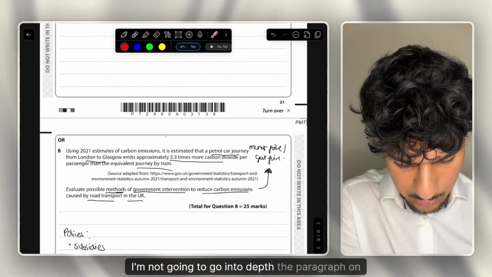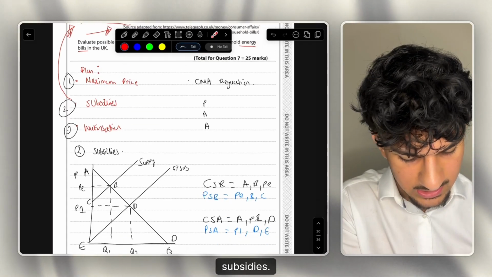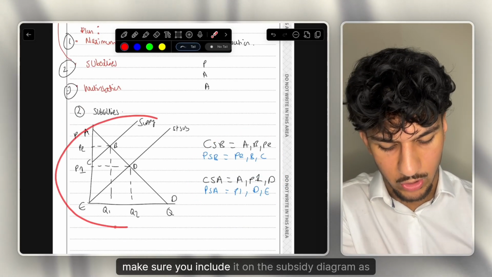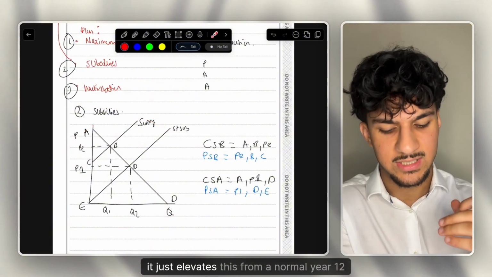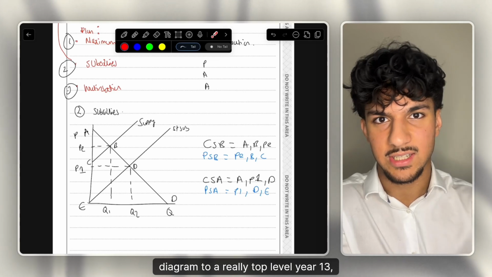I'm not going to go into depth with the paragraph on subsidies, since literally in the last question we just covered the entire chain of analysis for subsidies. I will just do the same thing. Consumer producer surplus, make sure you include it on the subsidy diagram, as it just elevates this from a normal year 12 diagram to a really top level year 13 A star diagram.